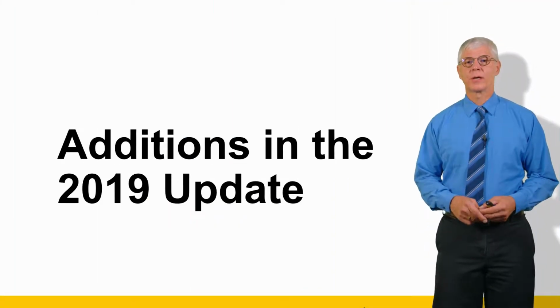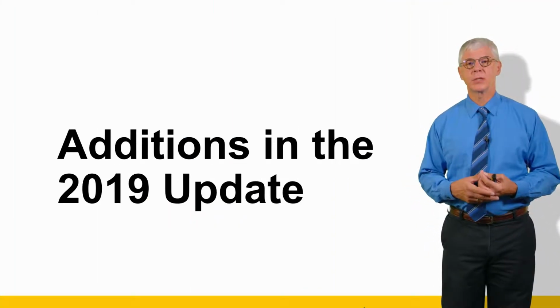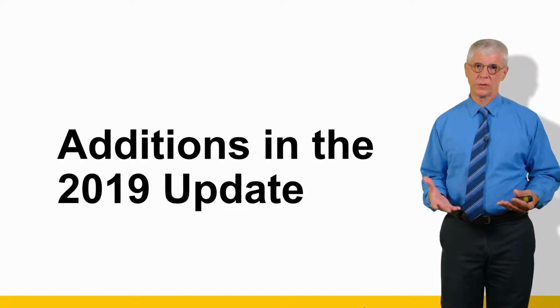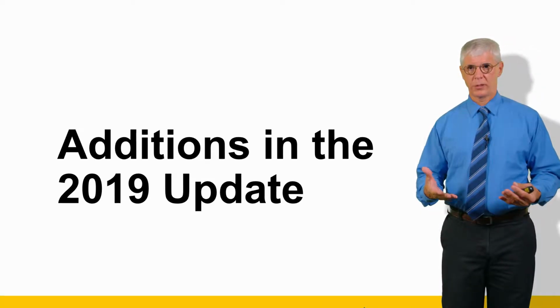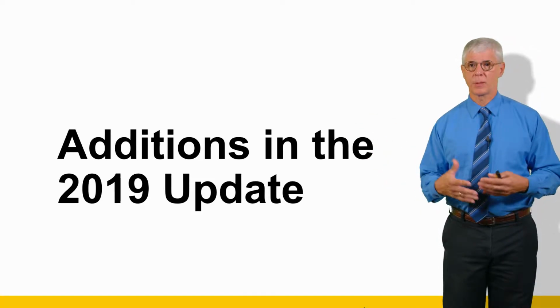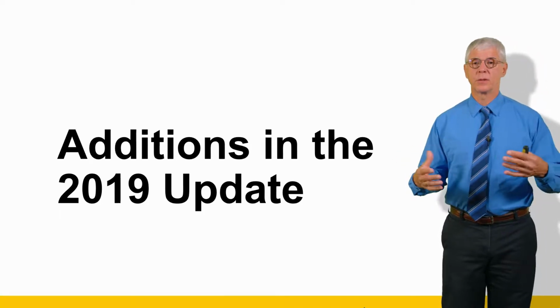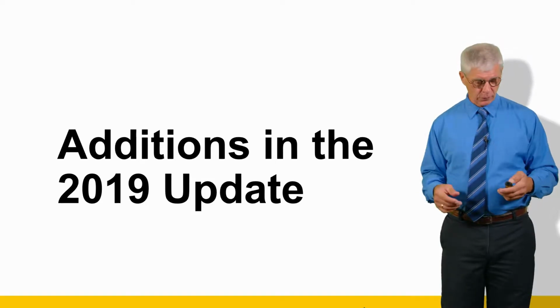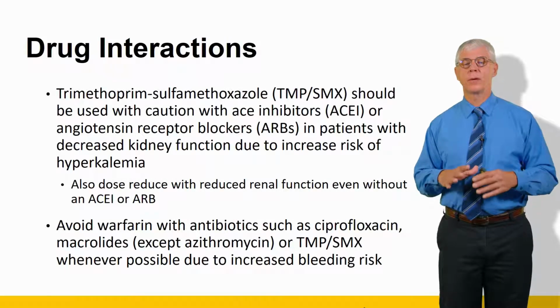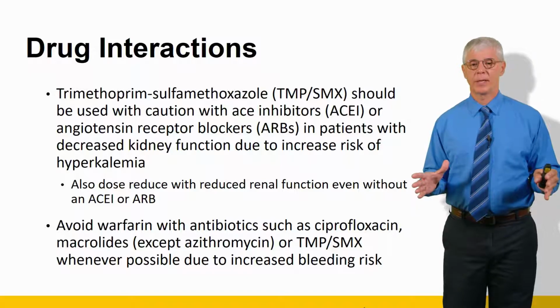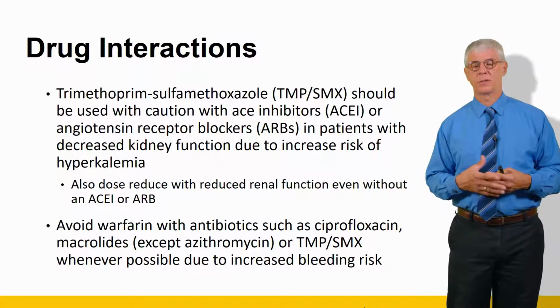Okay, I do want to talk in the next section about some of the additions. So what is different about the 2019 Beers criteria from the previous edition? Some of you may have been using those. I use them in both my clinic practice and in my teaching. So what's different? What do we need to be aware of? I'm not going to go through absolutely everything that's changed, but I've picked out what I consider the highlights.